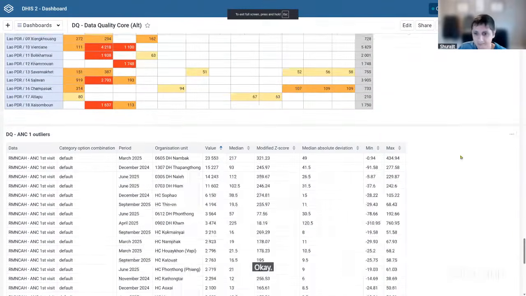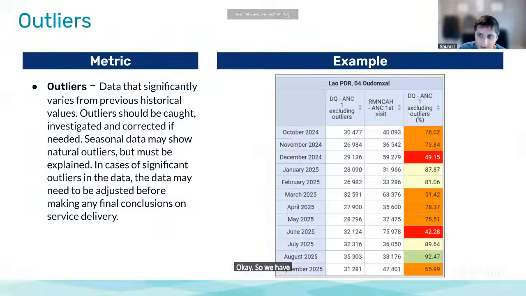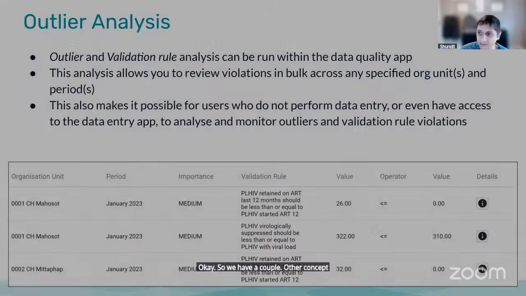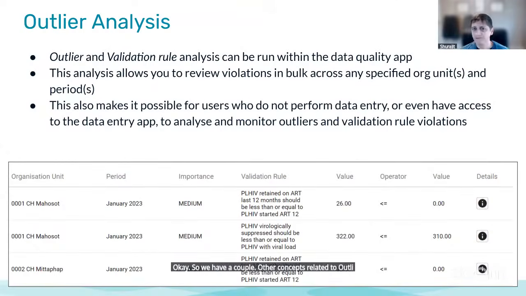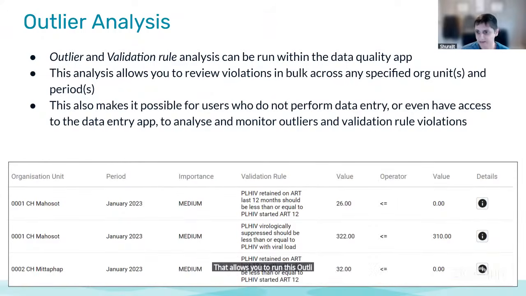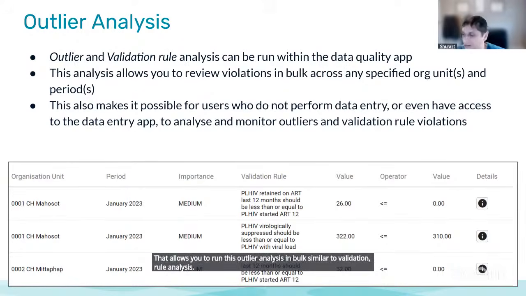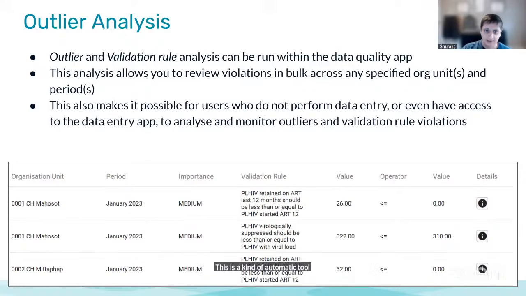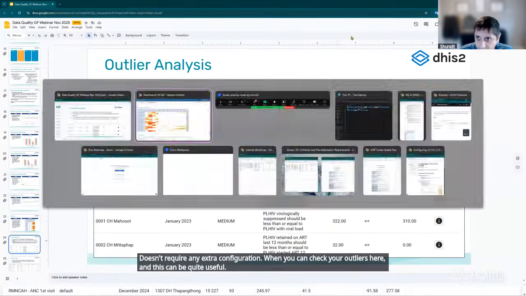Okay, so we have a couple other concepts related to outliers that we can do. We have a built-in outlier analysis that allows you to run this outlier analysis in bulk, similar to validation rule analysis. This is a kind of automatic tool within DHIS2. It doesn't require any extra configuration. But you can check your outliers here, and this can be quite useful. Just run it real quick.